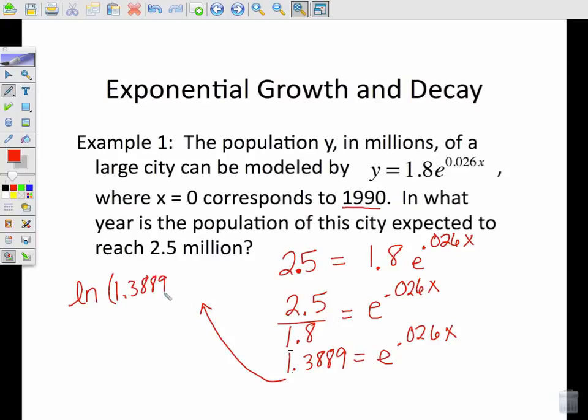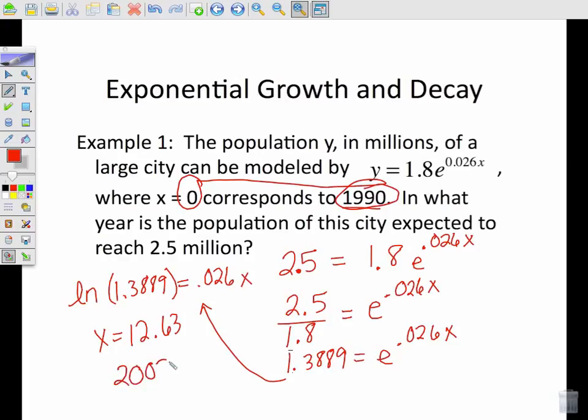So natural log of 1.3889 equals 0.026x. You continue to solve that, and you would get x is equal to 12.63, which is approximately, it's in that 12th year. So if 1990 was time 0, then we're looking at the year 2002. That's when it will reach 2.5 million. So this is an exponential growth. It's growing over time.